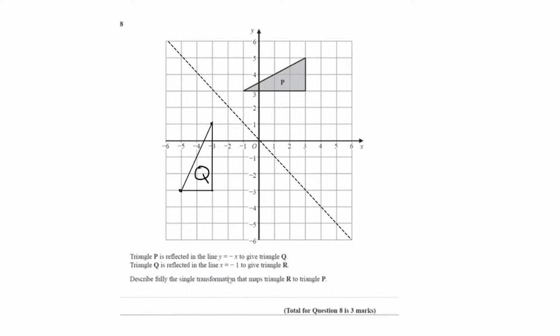Okay, and then the next one, a bit easier, because it says it's been reflected in the line x equals -1, but just be careful, it's actually a vertical line. You might think it's horizontal, it's actually this line here, isn't it? Because it doesn't matter where you are on this line, it's always x equals -1.